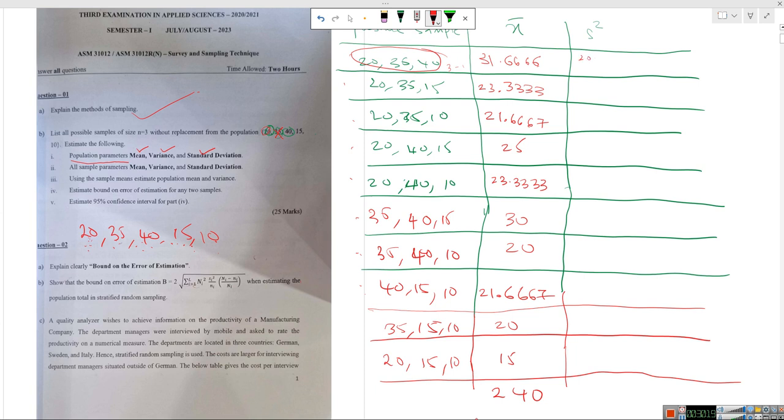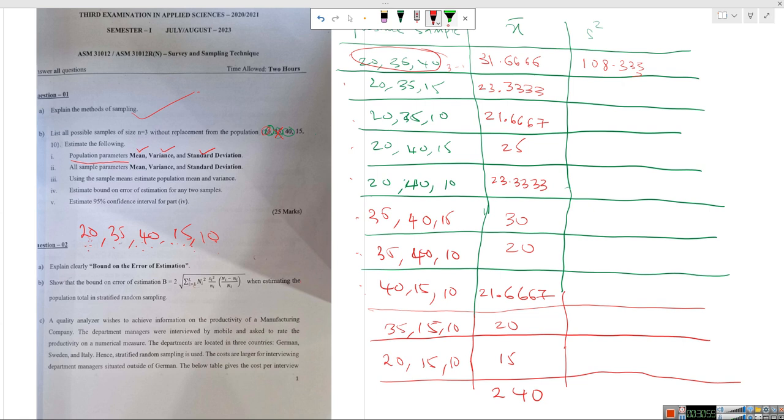Okay, 20 minus this value square plus 35 minus this value square plus 40 minus that value square, divided by 3 minus 1. So the answer would be 108.333. Now again I will just write down the remaining values also.